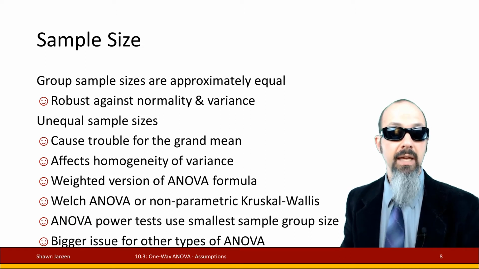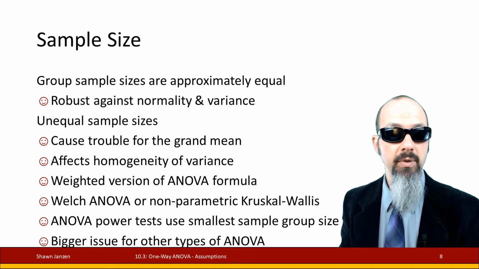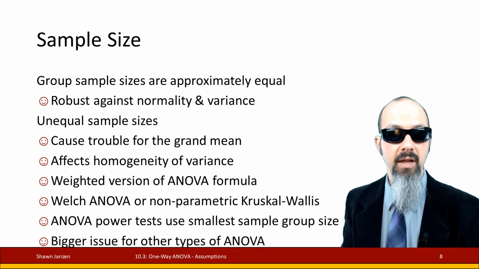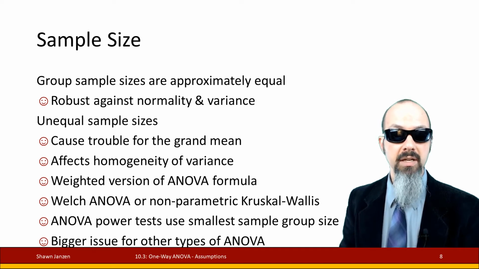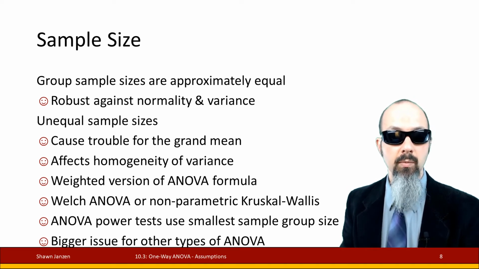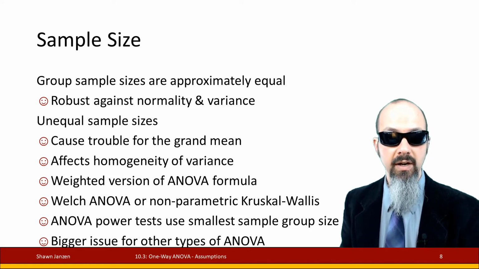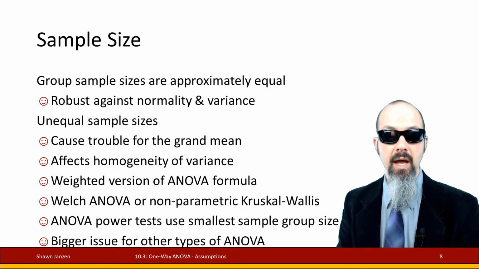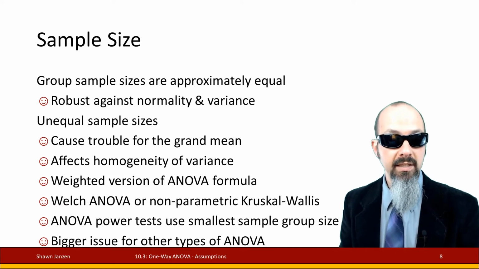First of all, it can give you a problem with your grand mean. You're going to have overrepresentation in some groups relative to others, and it's going to swing the grand mean in their favor. You could also have homogeneity of variance issues. The more data points you have in a particular group, the more broadly it can swing its variation relative to others. We can take care of it with weighted versions of the ANOVA.